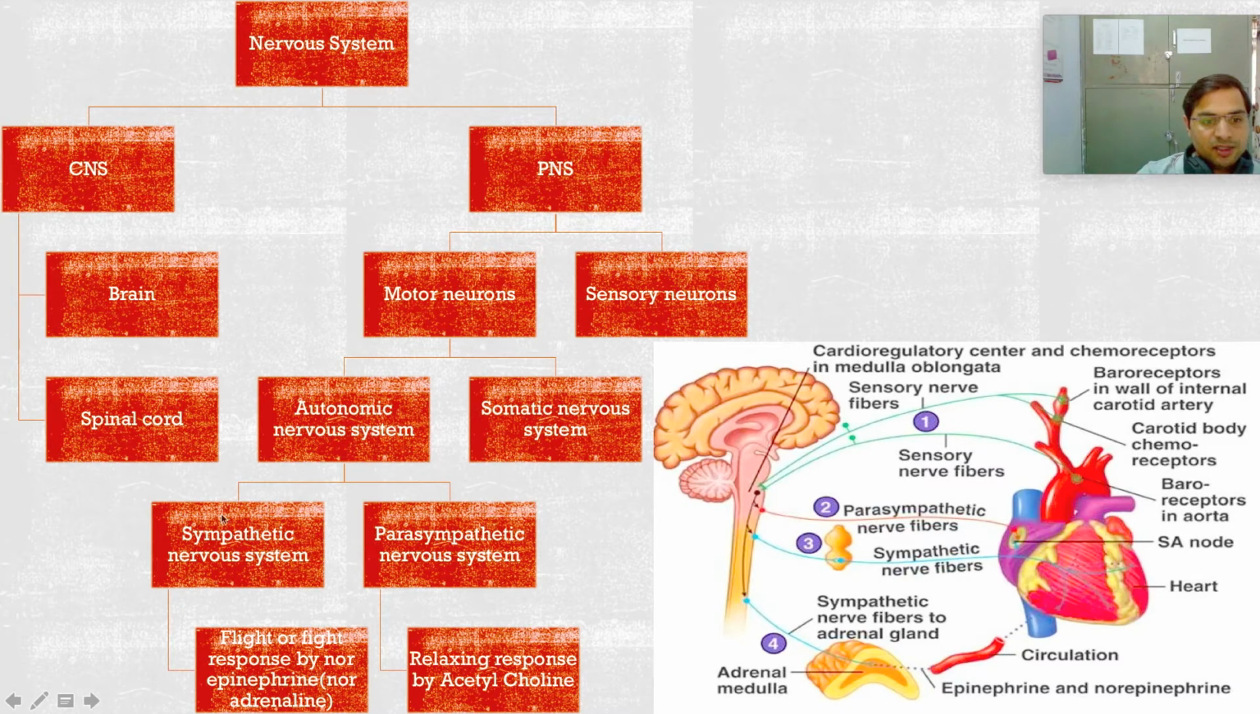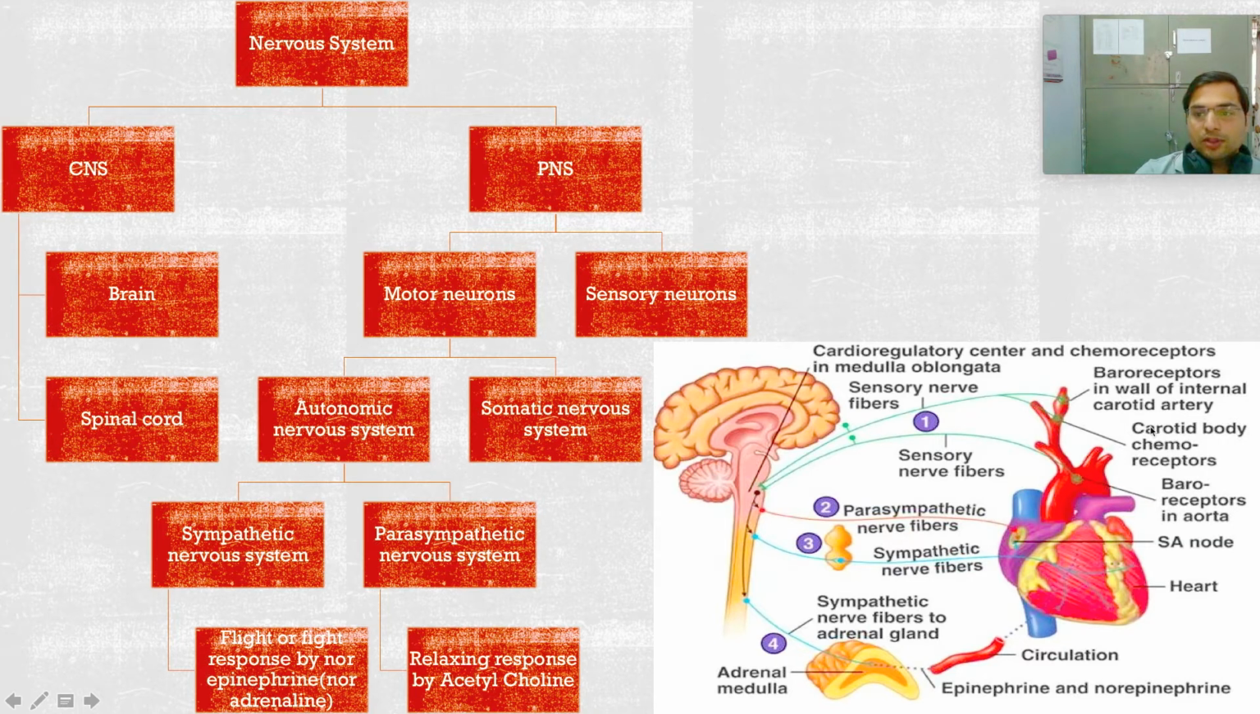The sympathetic nervous system gives a fight or flight response. That means whenever the body is in stress, the sympathetic nervous system activates and gets the body out of those stressful conditions. This sympathetic nervous system has neurotransmitters which are epinephrine and norepinephrine. The parasympathetic nervous system has acetylcholine as its neurotransmitter, and it gives a relaxing response in general.